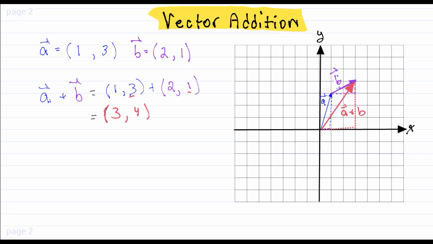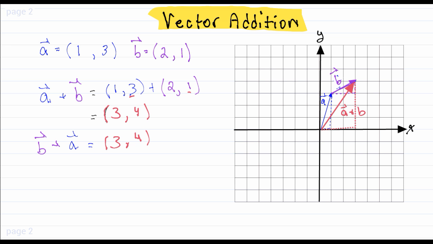Now, what's interesting is we could also add them in a different order. We could start with B and add A. And it's the same operations. We still add like components. So you end up with the same vector, because 1 plus 2 is still 3, and 3 plus 1 is still 4. So it doesn't matter which of these you add first.